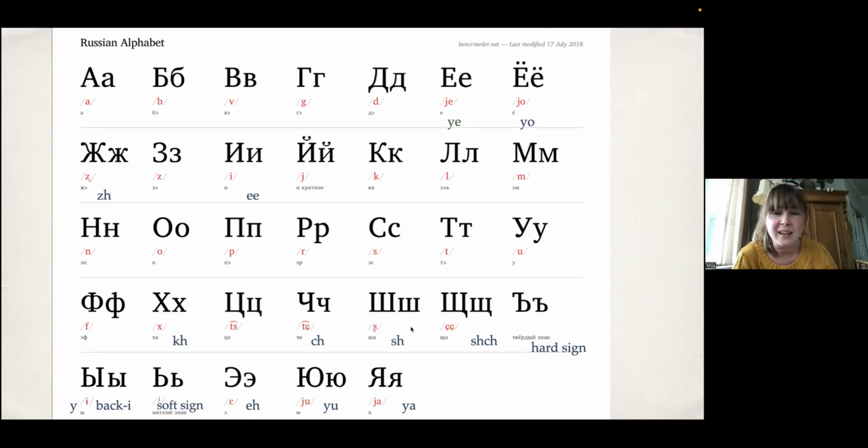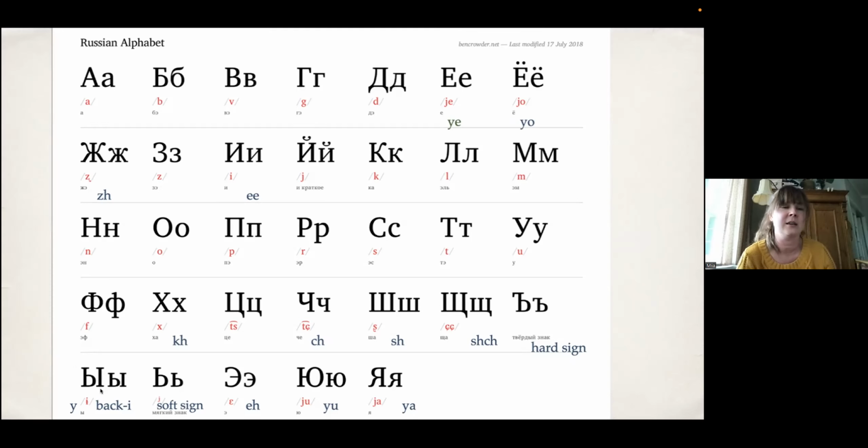And then the next one, let's see. This is just like sh. Okay, and this is a longer version which I cannot say. Oh my goodness, I can't distinguish these two, but I'm sure we will get there one day. And these are the hard and the soft signs that are not letters themselves.